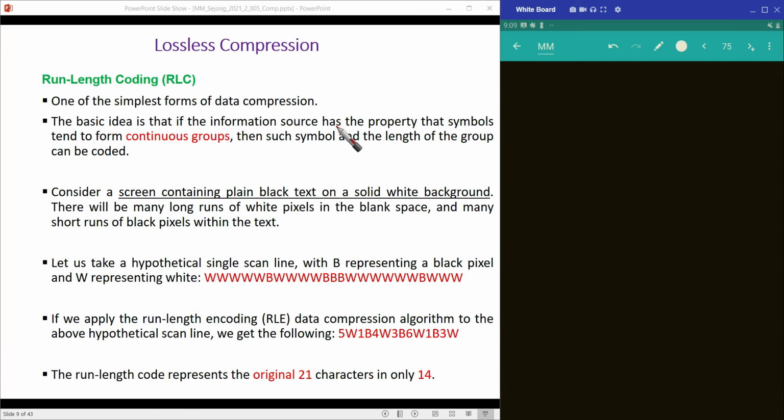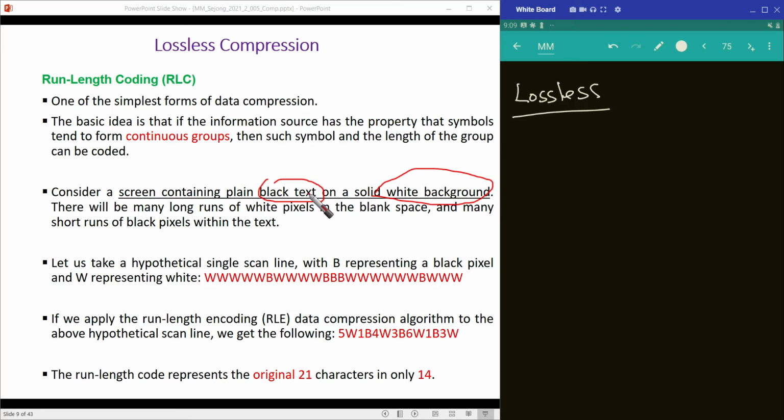Now with these things in mind, we understand something like first algorithms or techniques. One technique is one sort of lossless compression technique, and one of the very simple forms of compression is the run length coding technique. Run length coding or run length encoding, whatever we say. Let's say our example is something like this. Let's consider a computer screen that generally contains black text on a solid white background. So we have a white background and on that we have black text.